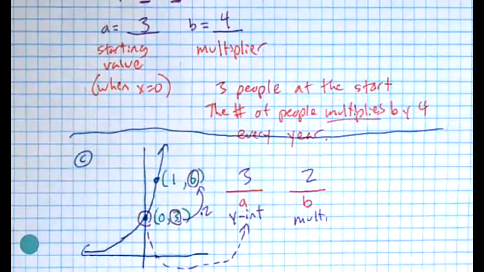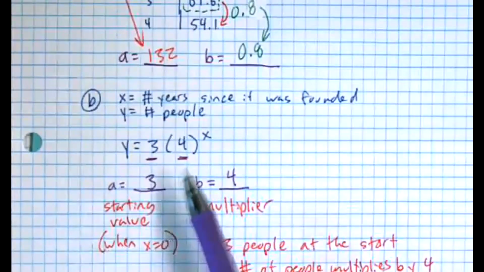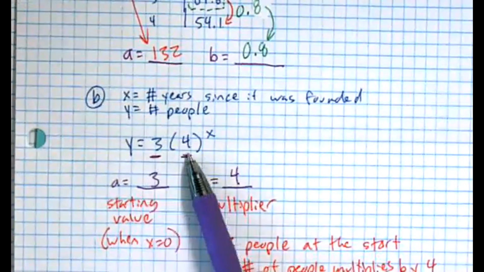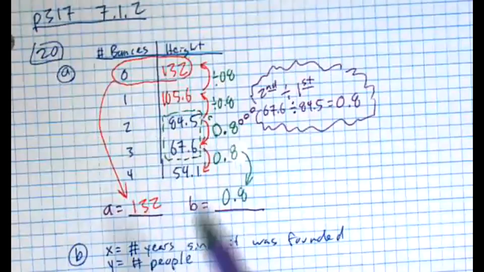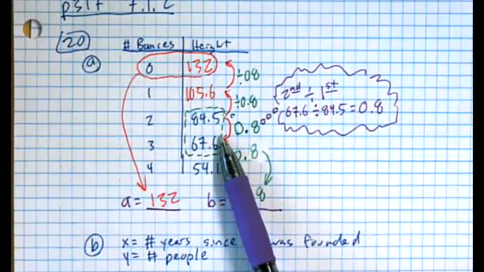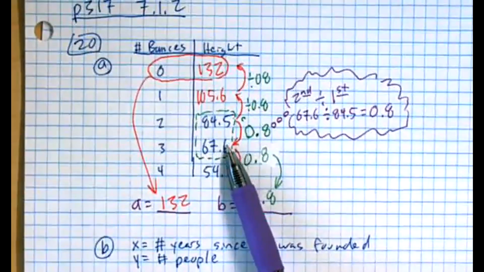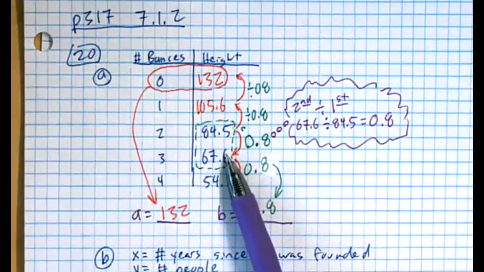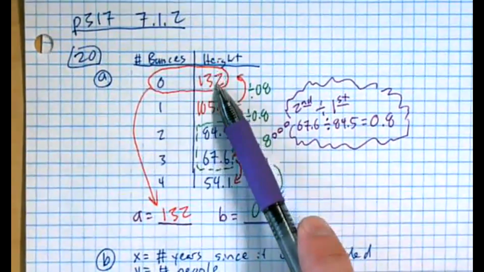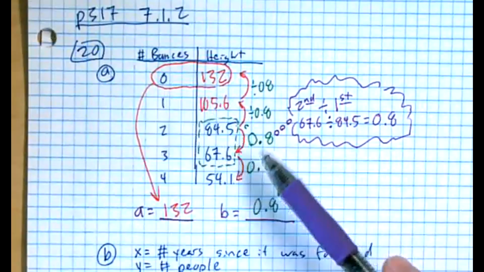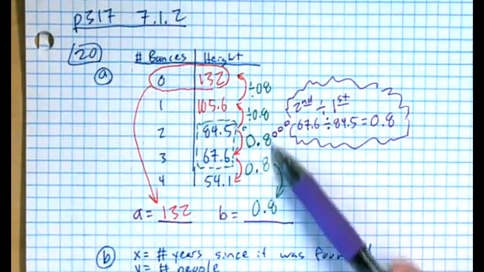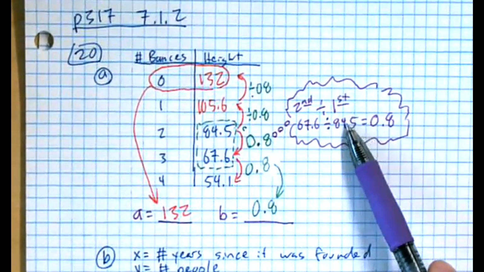Okay, ultimate goal for today. Can you look at an equation and tell me which number is A and which number is B? You feeling pretty good about that? Give me a thumbs up if you're feeling pretty good about that. Can you look at a table and figure out what is A and what is B? This one's a little bit trickier. For A, we got to look for the Y value when X is 0. For B, we got to find our multiplier, and we find that multiplier by using division.